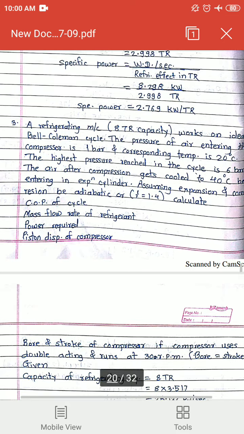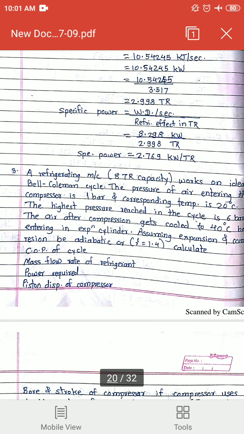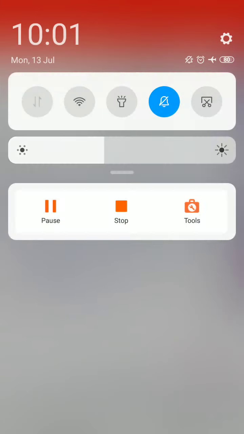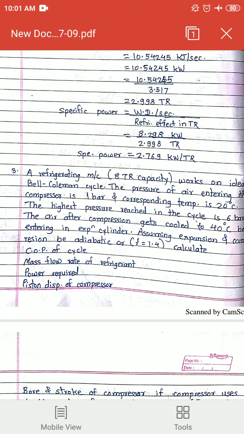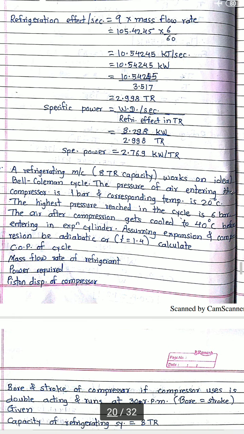Next lecture, now we will take one more example. A refrigerating machine having 8 TR capacity works on ideal Bell-Coleman cycle. The pressure of air entering the compressor is 1 bar and corresponding temperature is 20 degrees Celsius. The highest pressure reached in this cycle is 6 bar.